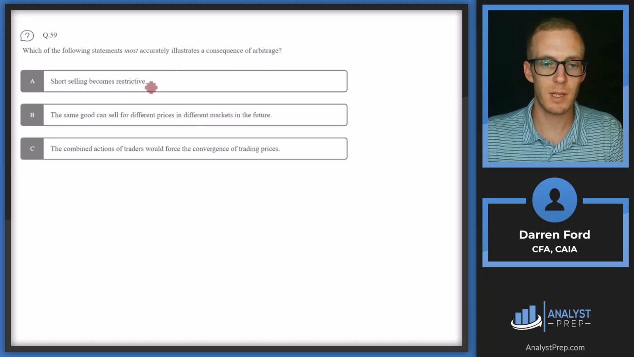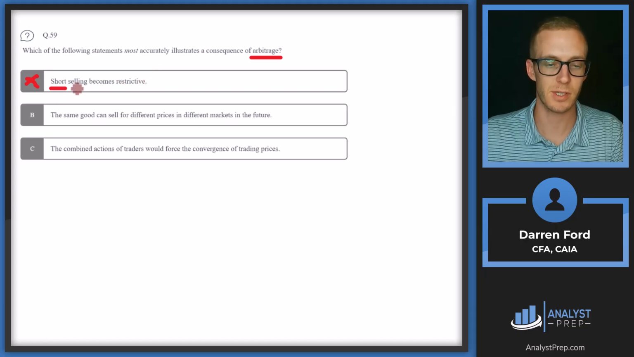Question 59. Which of the following statements most accurately illustrates a consequence of arbitrage? A, short selling becomes restrictive. That's going to be incorrect. If we want arbitrage, then it's not going to restrict short selling. It's actually going to be encouraged, because if we want to arbitrage values and we think something is overvalued, then we need to be able to short it, not just not buy it.